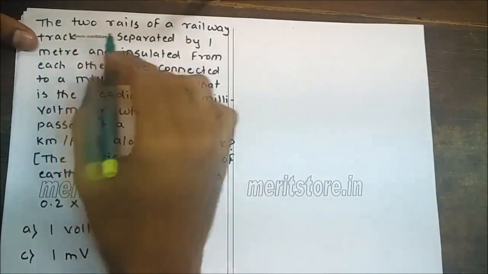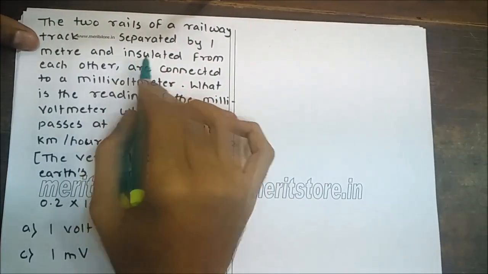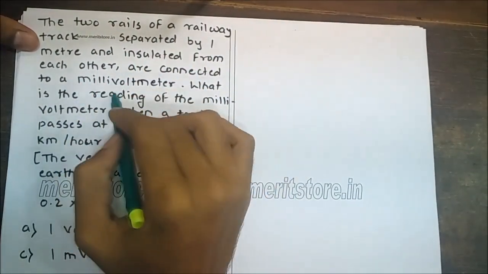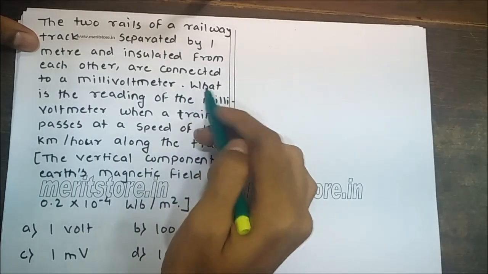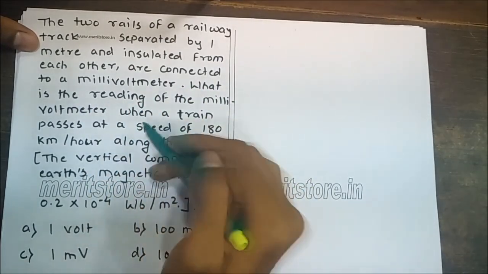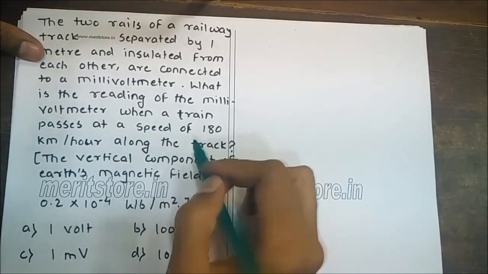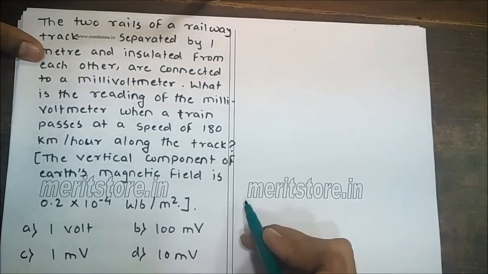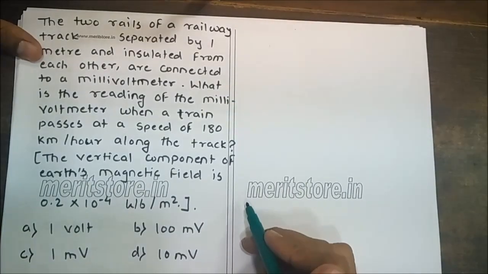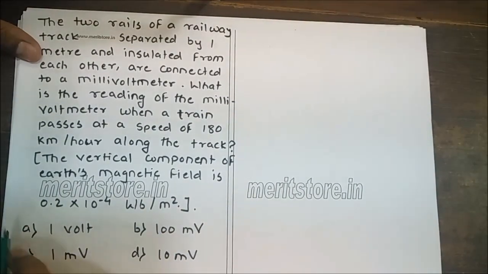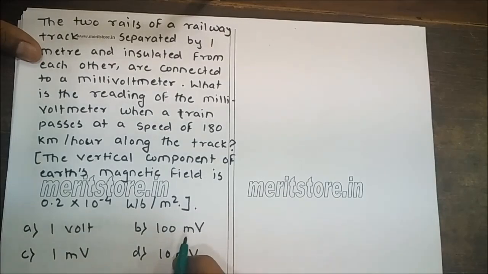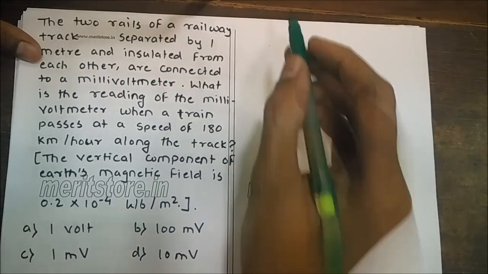Next, two rails of a railway track separated by 1 meter and insulated from each other are connected to a millivoltmeter. What is the reading of the millivoltmeter when a train passes at a speed of 180 kilometers per hour along the track? The vertical component of the Earth's magnetic field is 0.2 into 10 raised to minus 4 Weber per meter square. The options are 1 volt, 100 millivolts, 1 millivolt or 10 millivolts.